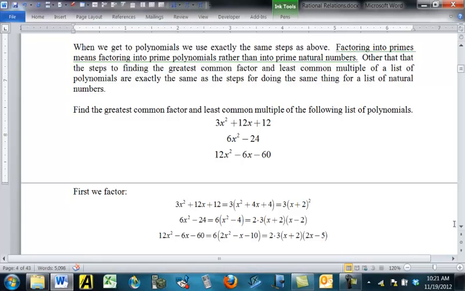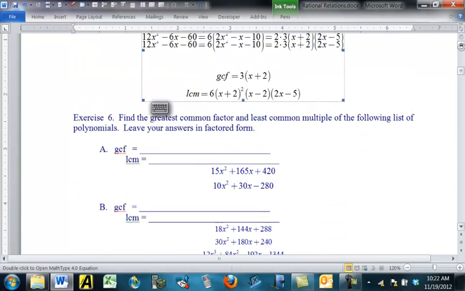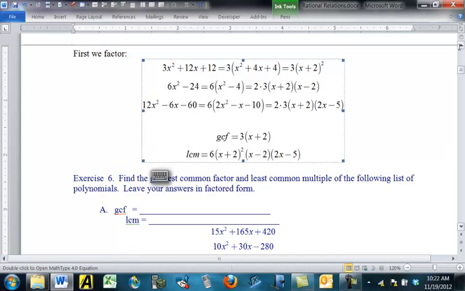Okay, so if we've got three polynomials here and we want to find the greatest common factor and least common multiple of them, what do we need to do? Well, we need to find their prime factorizations. So here we factor this out. And the first one, we can factor out a common factor of 3, leaving me x squared plus 4x plus 4. That's a trinomial square, that's x plus 2 squared.